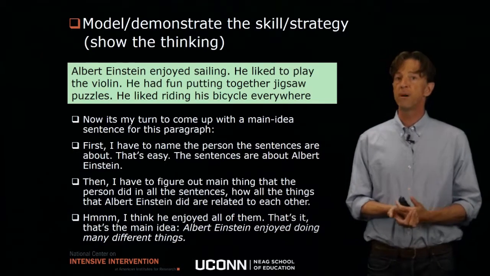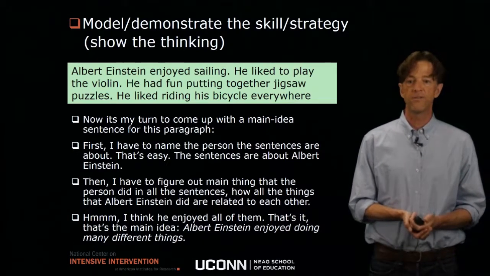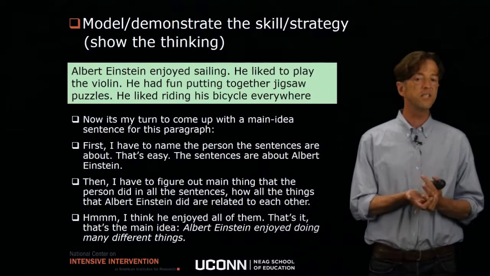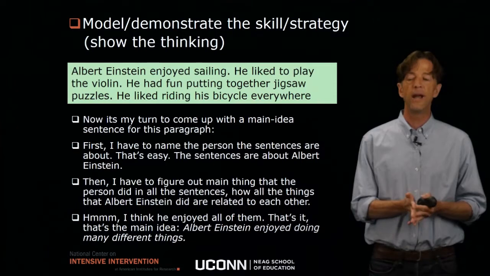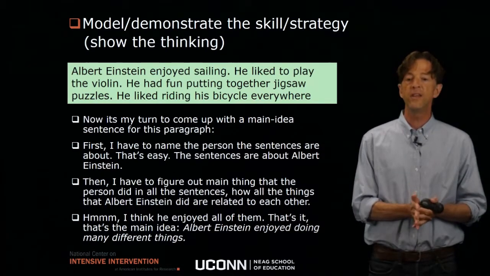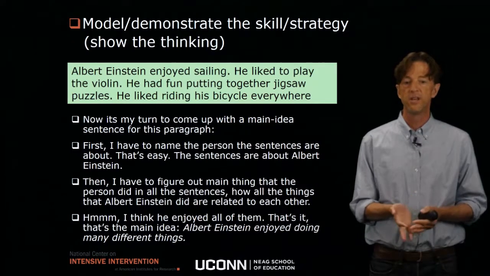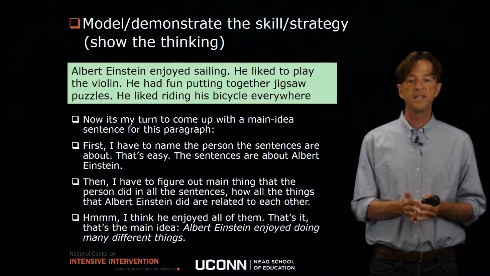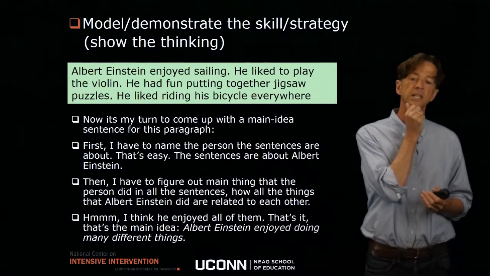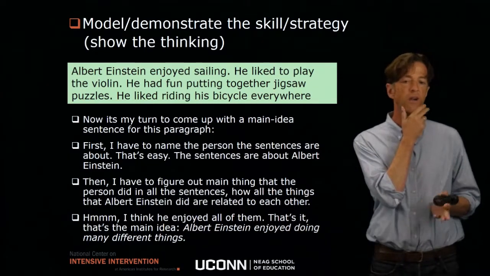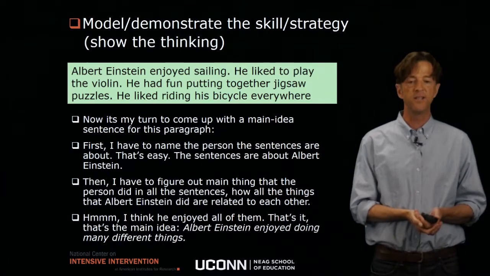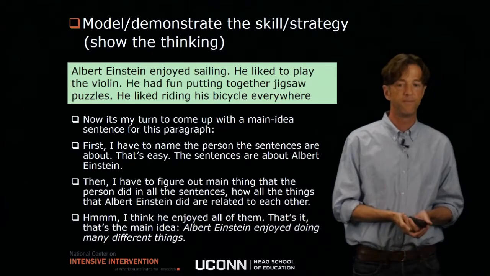Now it's my turn to come up with a main idea sentence for this paragraph. Okay, first I have to name the person the sentences are all about. That's easy. These sentences are all about Albert Einstein. Okay, now I have to figure out the main thing that the person did in all the sentences, how all the things that Albert Einstein did are related to each other. Okay, let me see. I think he enjoyed all of them. So I think that's it. I think the main idea is Albert Einstein enjoyed doing many different things.